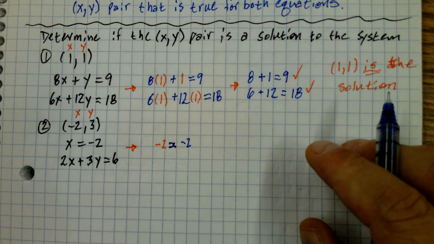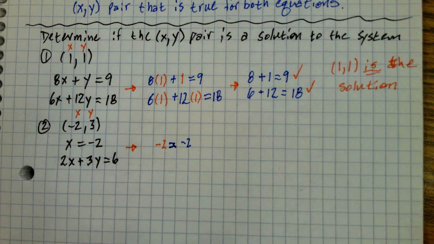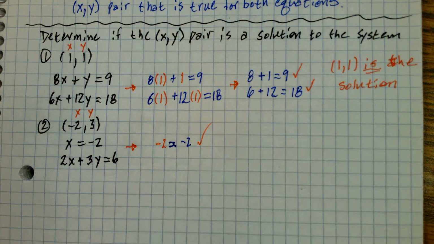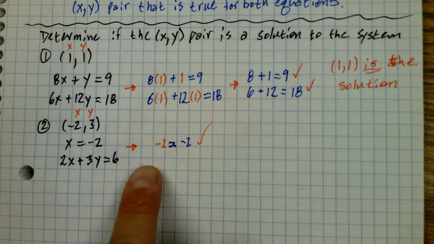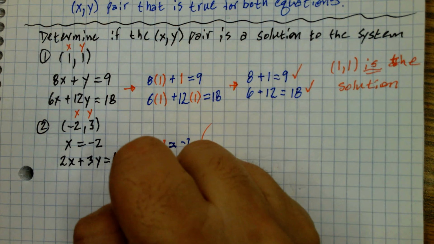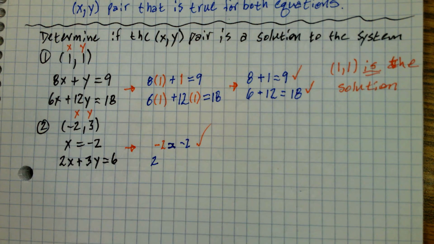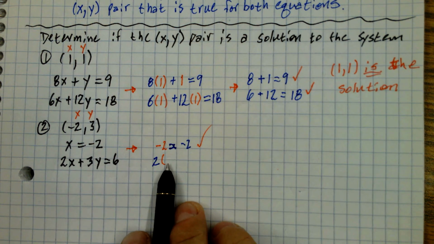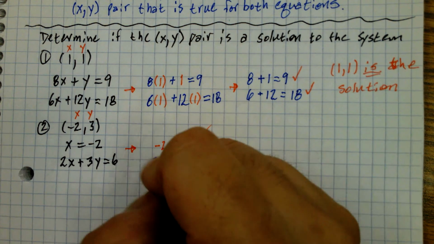Okay? So I got -2 equals -2. Is that true? Right away, we get a true statement. Simple one. Let's do the next one. We got 2x, but this is going to be, what am I going to replace here for x? -2.